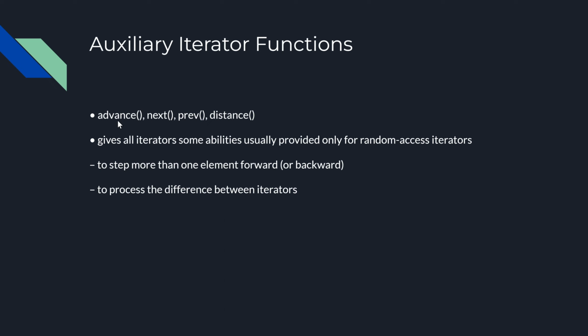Auxiliary iterator functions: advance, next, prev, distance. These give all iterators some abilities usually provided only for random access iterators, to step more than one element forward or backward and to process the difference between iterators.